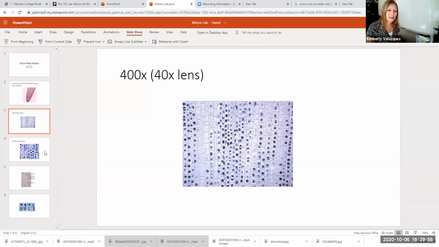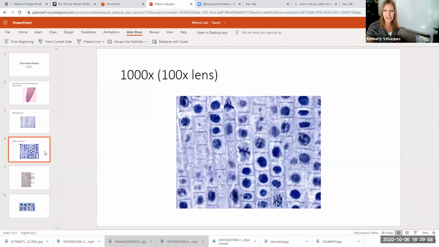We're going to use our 100x lens, which gives us 1,000 times magnification. And wow, now we can really see it. Okay, interphase. The chromosomes are uncondensed. The cell is just doing its cell job. The nuclear envelope is completely intact, so you won't see anything obvious going on. It's just going to be a dark, undefined nucleus.